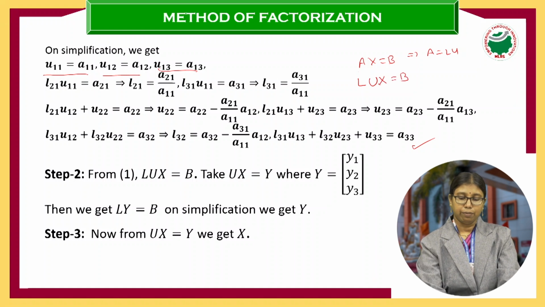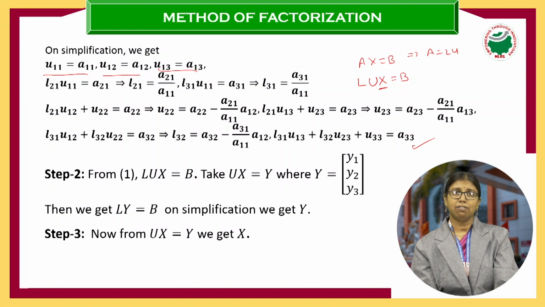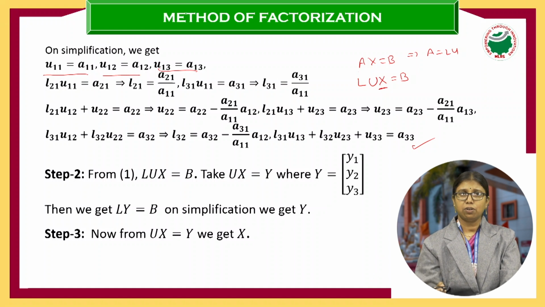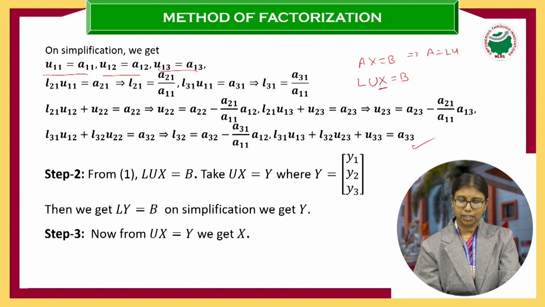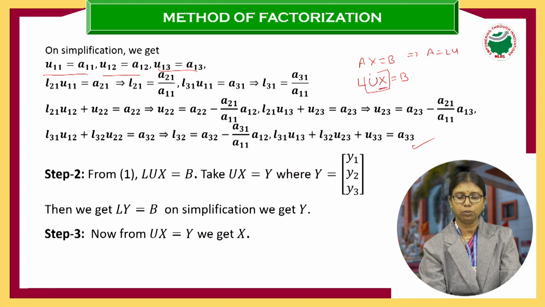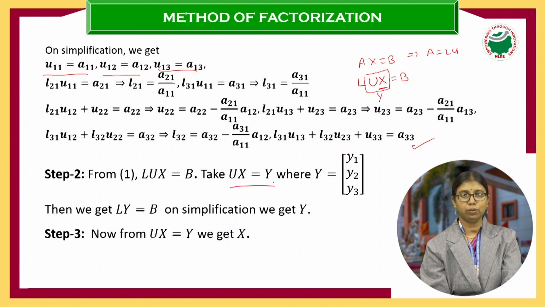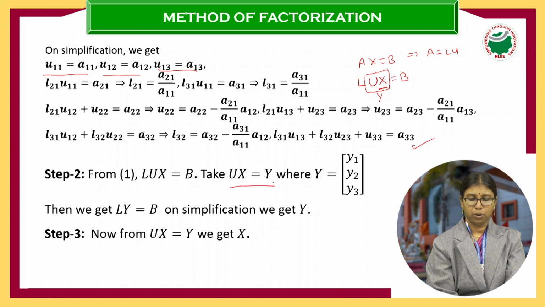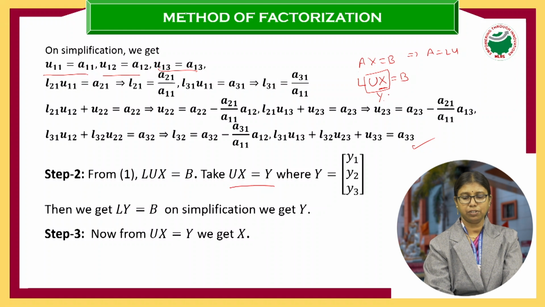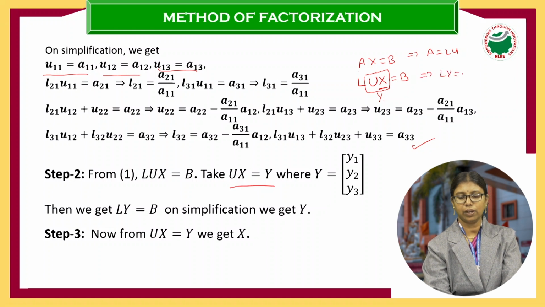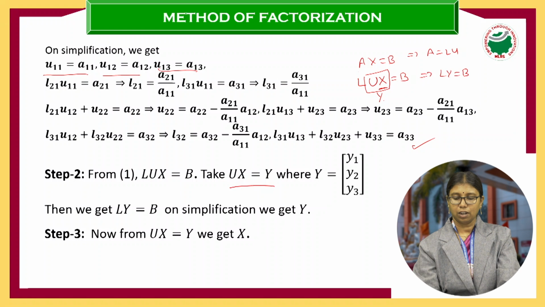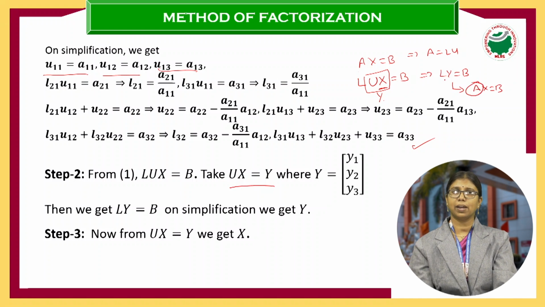So here, your aim is to calculate the value of X. Since I don't have the value of X directly, I'll take an assumption that I'll take U into X value as Y. Here you have to take one assumption, that is UX equal to Y. Then in place of UX, if you are taking Y, you will get L into Y is equal to B. Now it is similar to the equation of the form Ax equal to B, non-homogeneous system, and that too A is a lower triangular matrix.